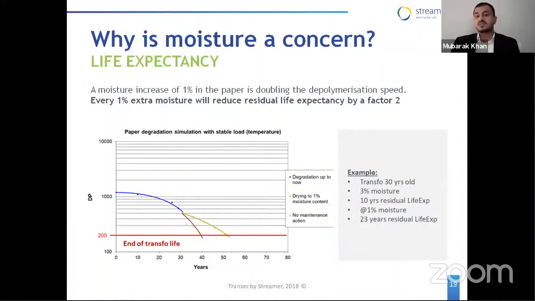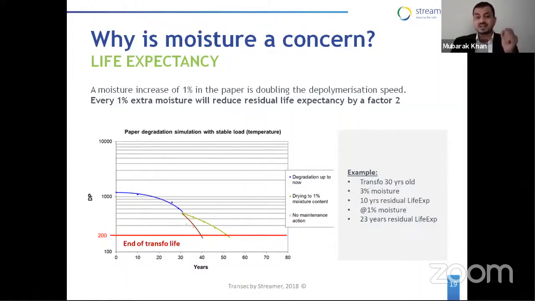Now, life expectancy of the transformer. As the moisture increases by 1% in the paper, means from 1.7 to 2.7, a moisture increase of 1% in the paper is doubling the depolymerization speed. We can easily compare it with sugar. Only a small amount of increase in blood sugar can reduce the life of the person. Similarly, a small increase in the percentage of moisture in paper is doubling the depolymerization speed. It is reducing the life of the transformer. Every 1% extra moisture will reduce the life expectancy by a factor of 2.